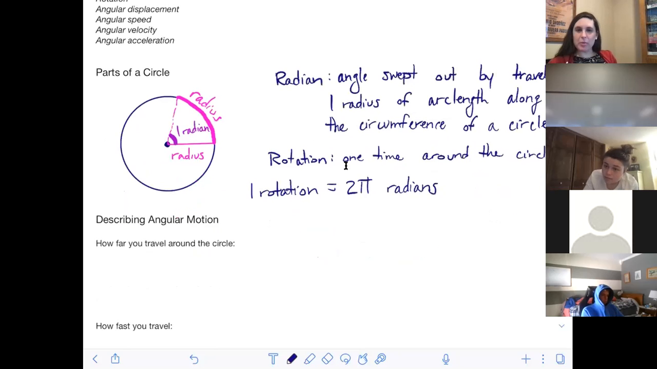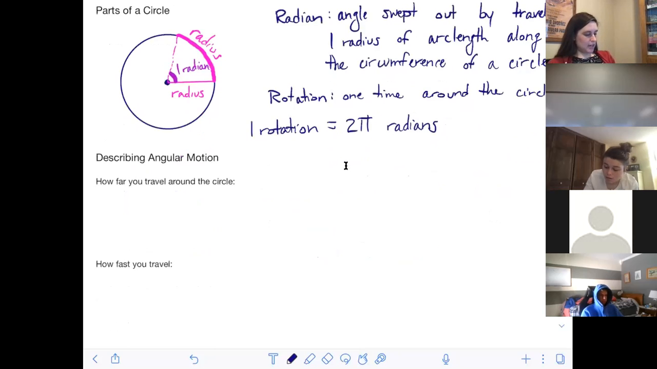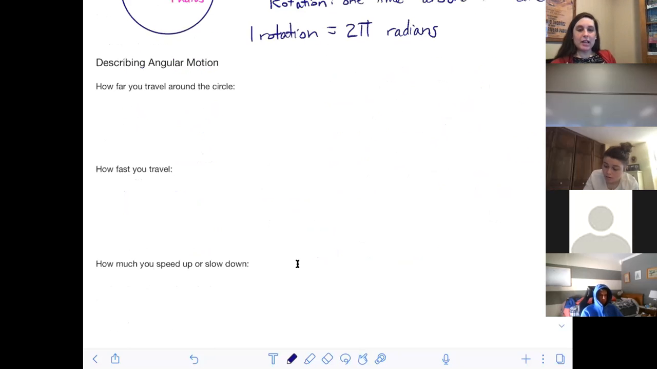You guys feel comfortable with those parts of the circle? All right, fantastic. In that case, let's start describing some angular motion. When we want to describe motion, we usually think about how far we go, how fast we're moving, and how much we're speeding up or slowing down. So when we think about how far you are traveling when you go around the circle, in physics we would say that you are describing your angular displacement.